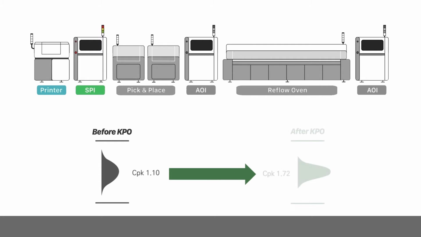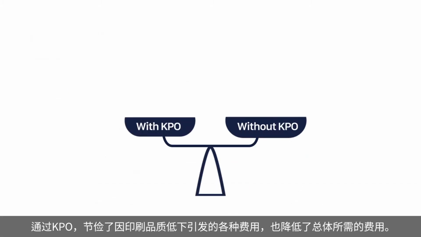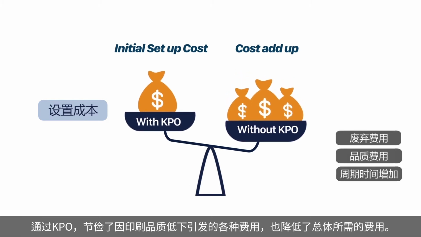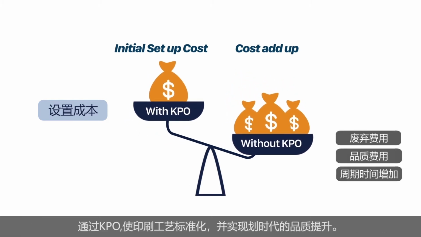With KPO, manufacturers can set print parameters for various solder types to reduce trial and error tasks and improve the process efficiency. KPO reduces production costs by maximizing print quality and reducing the total cost of ownership. KPO standardizes global printing process with a revolutionary rate of quality improvement.